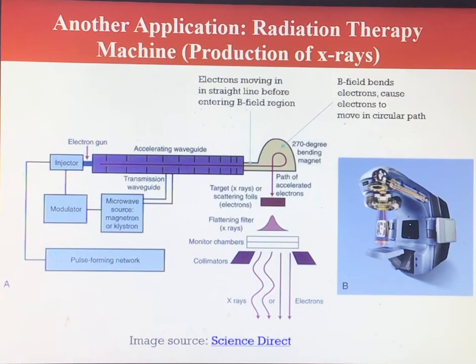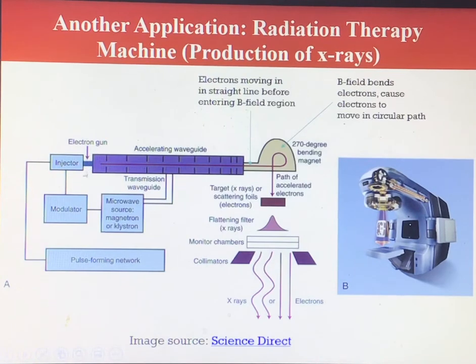Now, the second application that we're going to talk about is the application of radiation therapy. Basically this is used in the production of X-rays in the hospital. So this is the setup right here. We start with the electron gun.